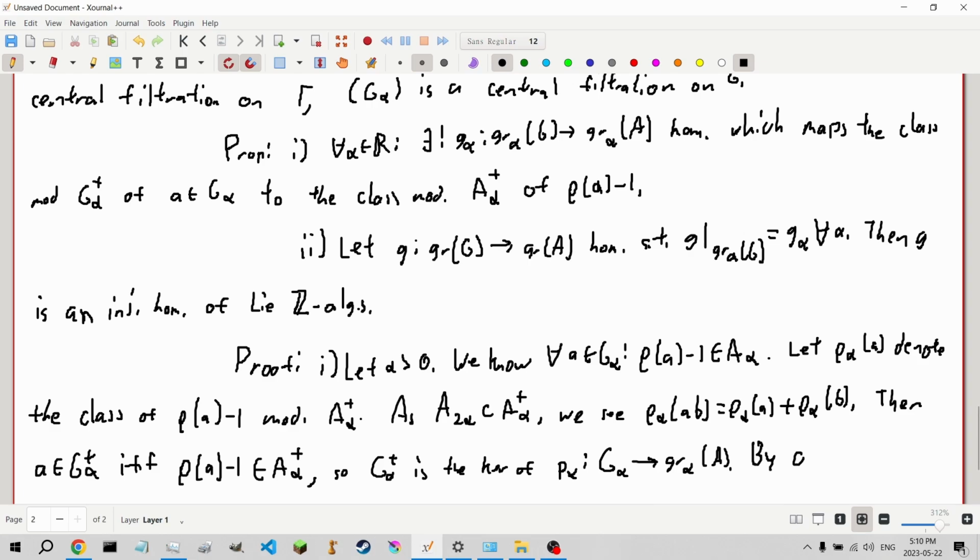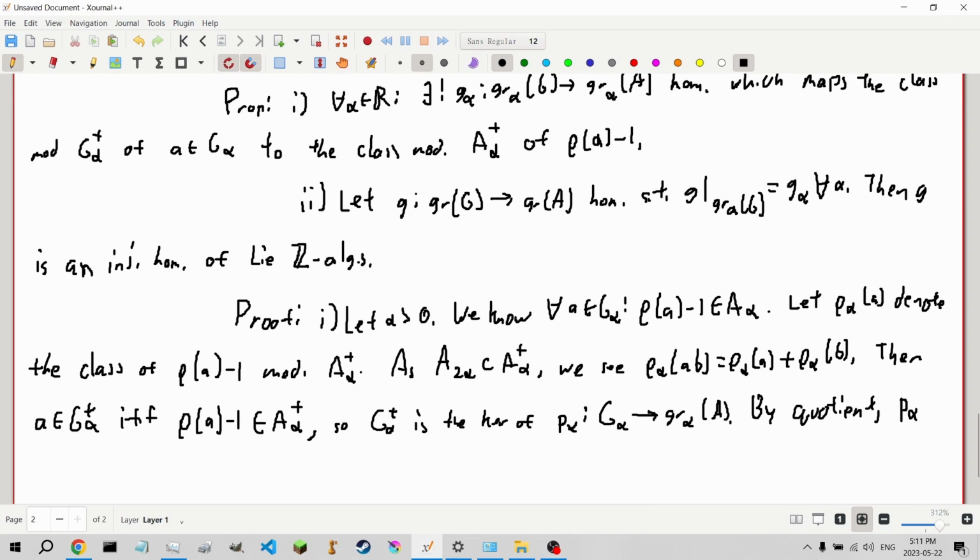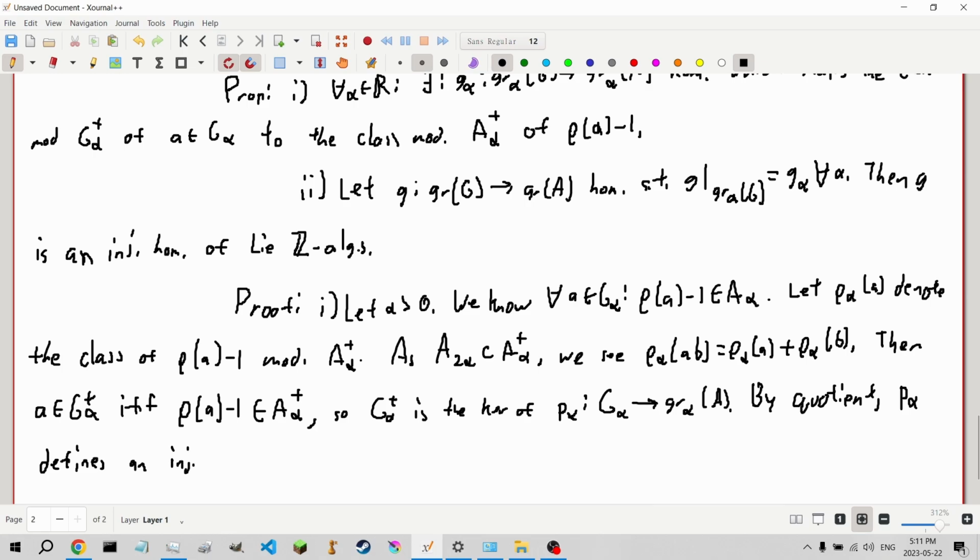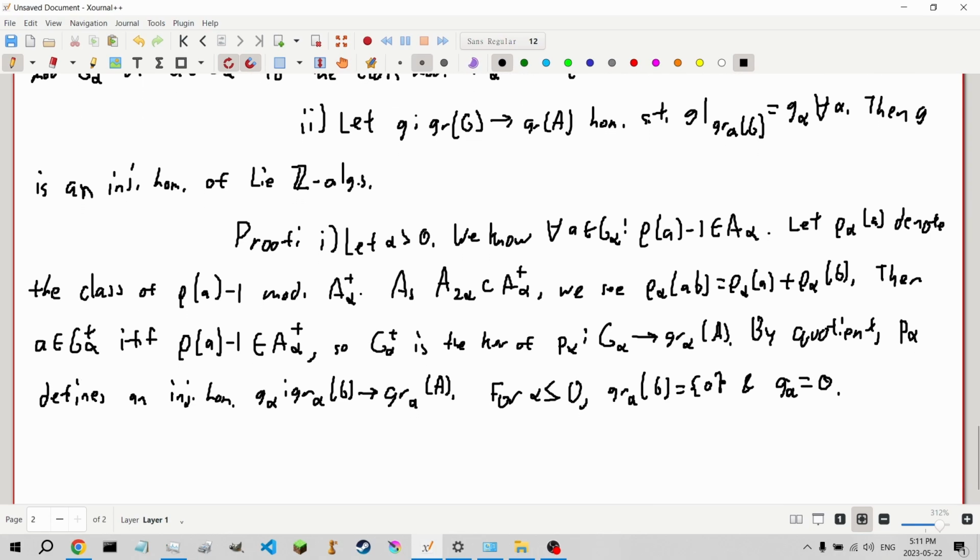So then by quotient, P alpha defines an injective homomorphism G alpha of grade alpha of G into grade alpha of A. We also note that for alpha non-positive, GR alpha of G is 0, and so G alpha is itself 0.